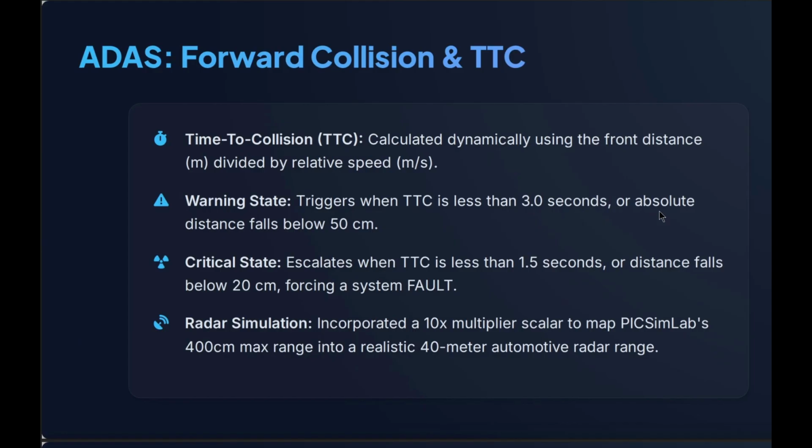Our primary safety net is the forward collision system, where we calculate the time to collision of the front body, and the system raises a warning state when the time to collision drops below 3 seconds, or the absolute distance falls below 50 centimeters. It escalates into critical states when it falls further below 50 centimeters.